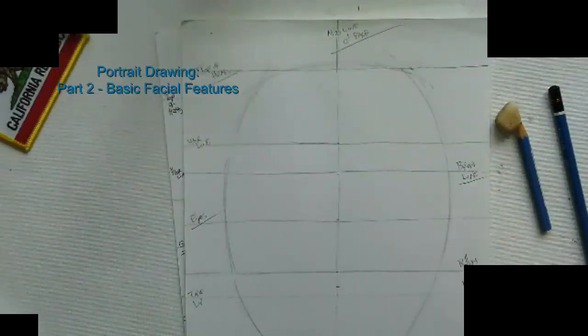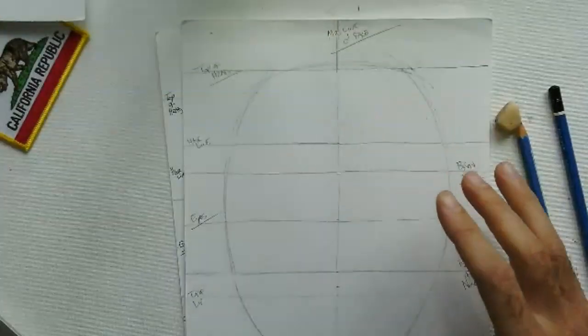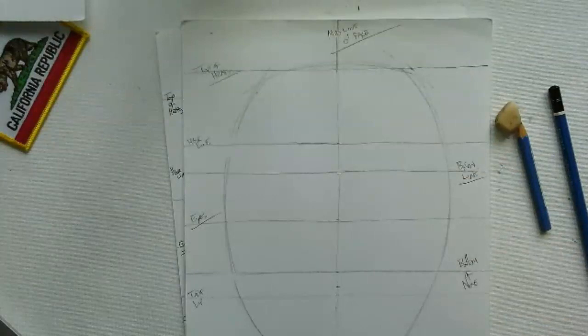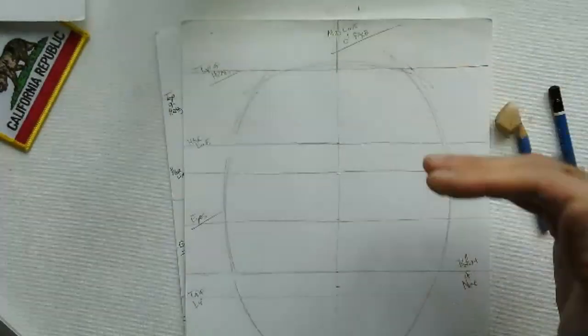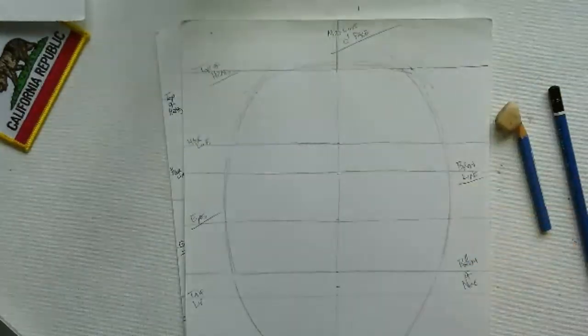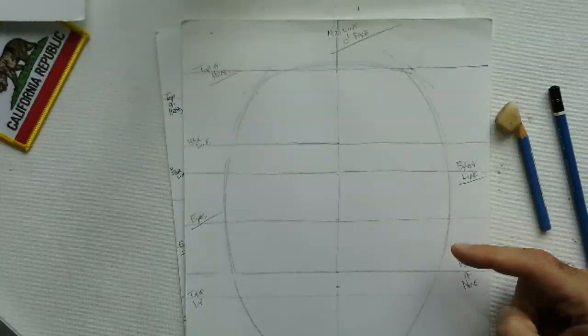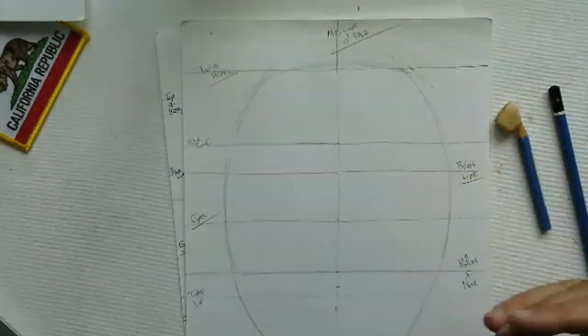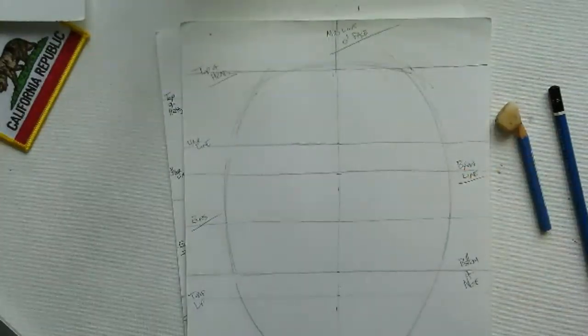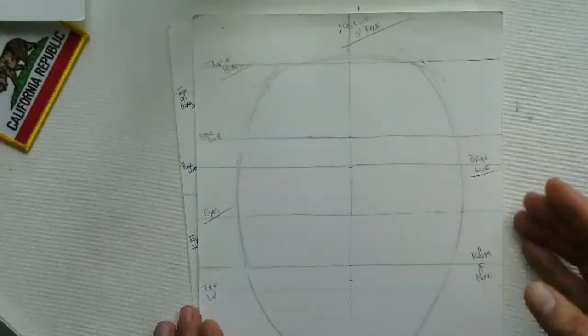We left off with hopefully having the basic shape of the head down, that upside down egg, and then we marked off some really important guidelines, identifying the top of the head, the bottom of the chin, that middle line that the eyes are going to go on, and then the hairline, brow line, bottom of the nose, top of the lip. So hopefully you have something like this to work with, to start with today.